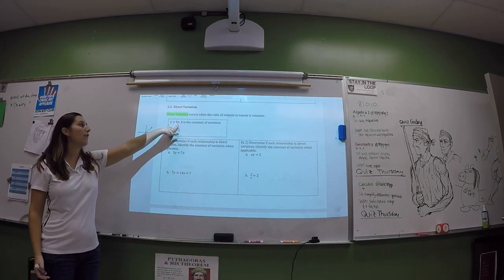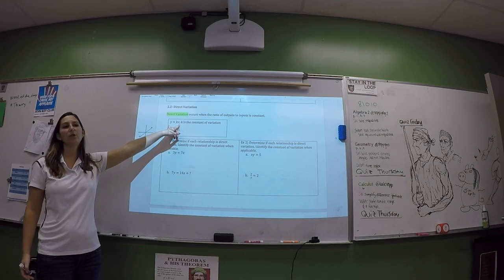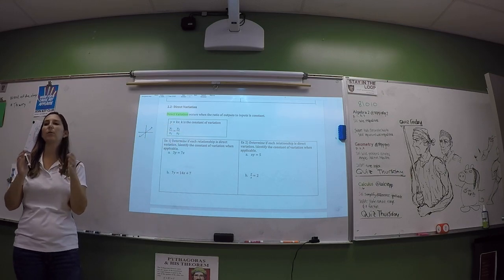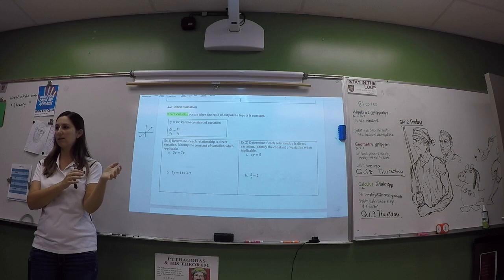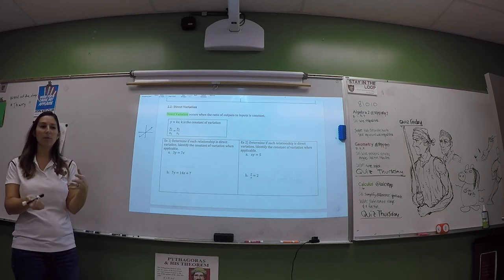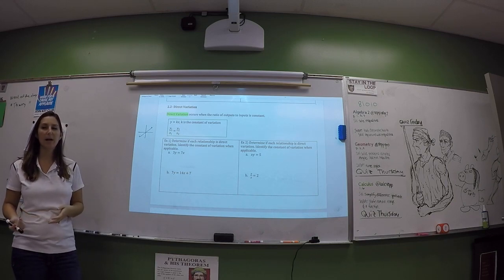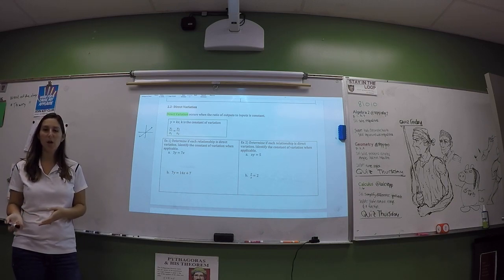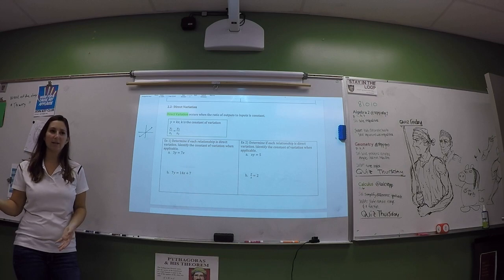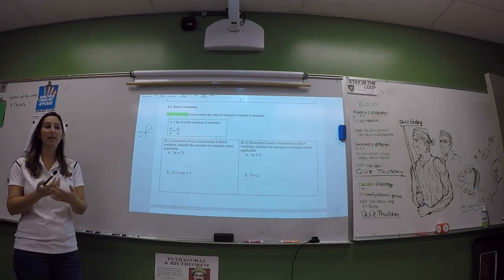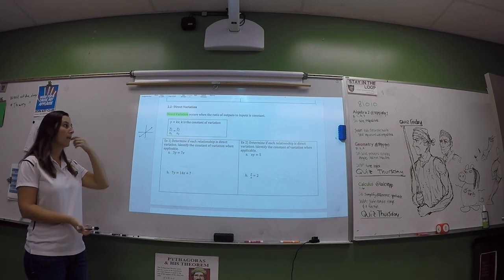This is the form that a direct variation function will take. It'll look like y equals a number times x, always. That number could be anything, any constant, any real number. It could be y equals 2x, y equals 1/2 x, y equals 0.137x. It could be anything, but it's a constant, it's not changing.